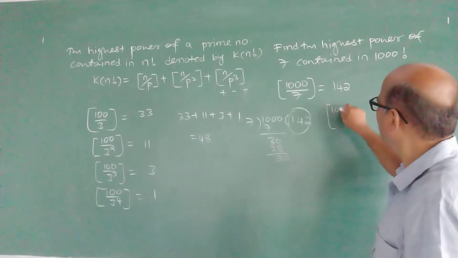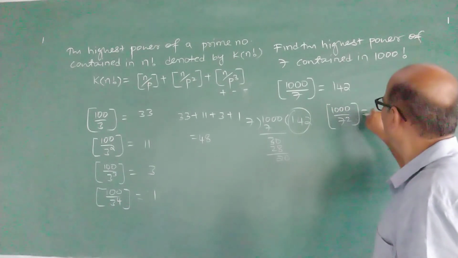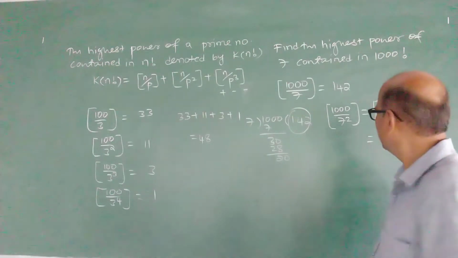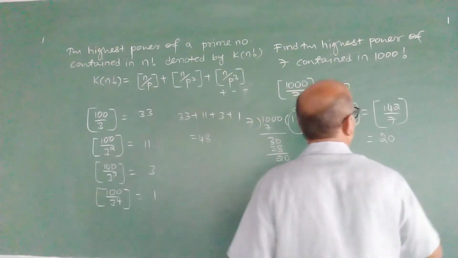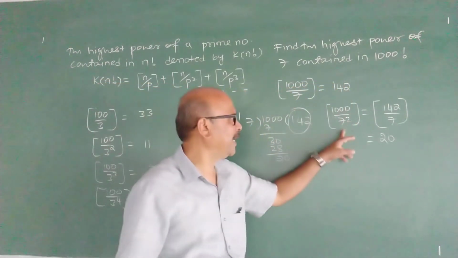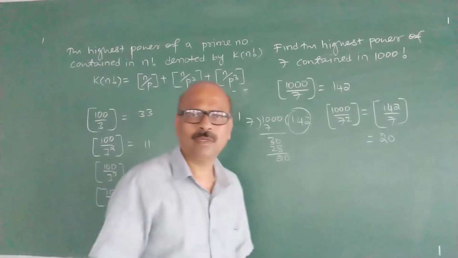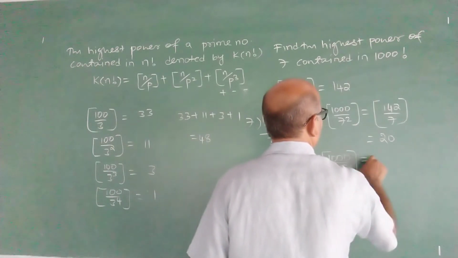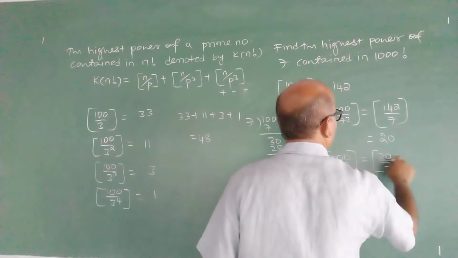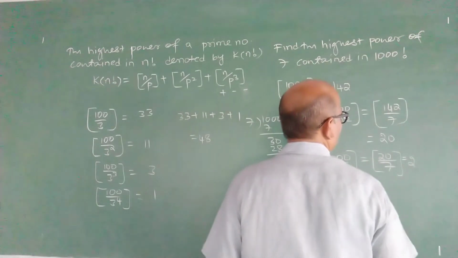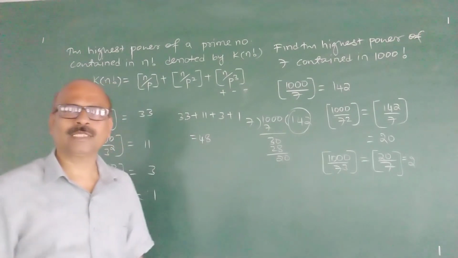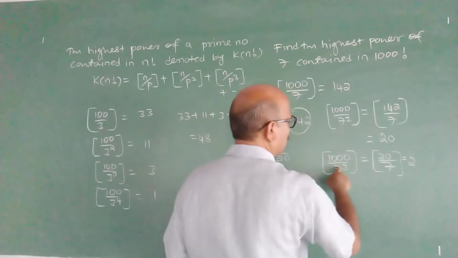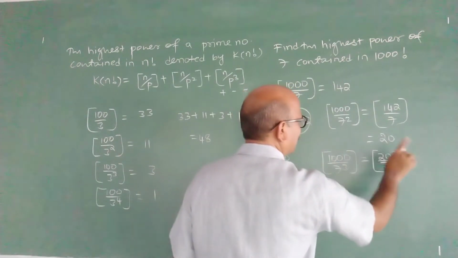Then 1000 by 7 square is the same as 142 by 7. You can verify this. 142 by 7 is 20. So 1000 by 7 square is the same as 142 by 7. Next, 1000 by 7 cube is the same as 20 by 7. The greatest integer of 20 by 7 is 2. Now next is 0, because 1000 by 7 raised to 4 is 2 by 7, which is 0.